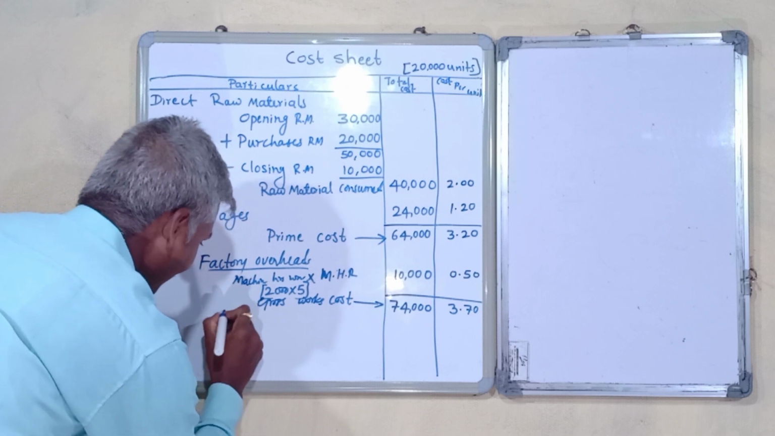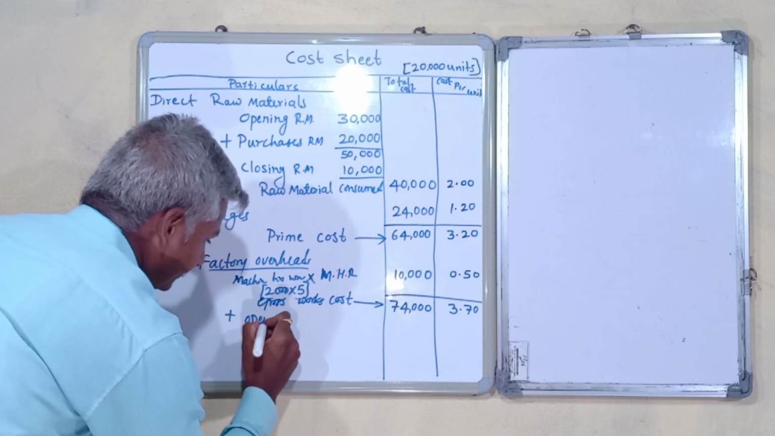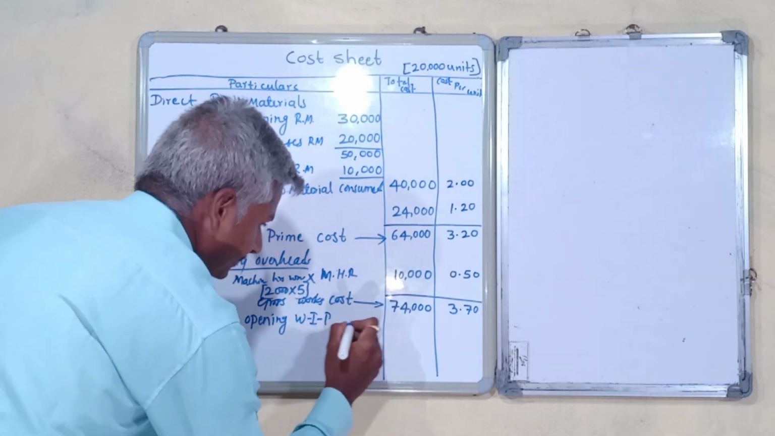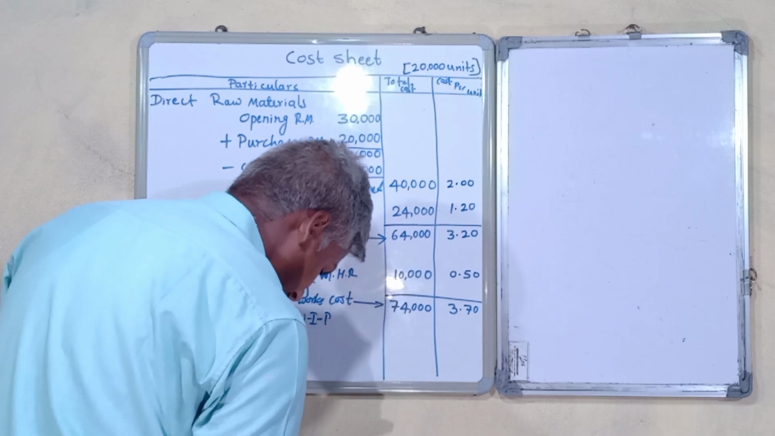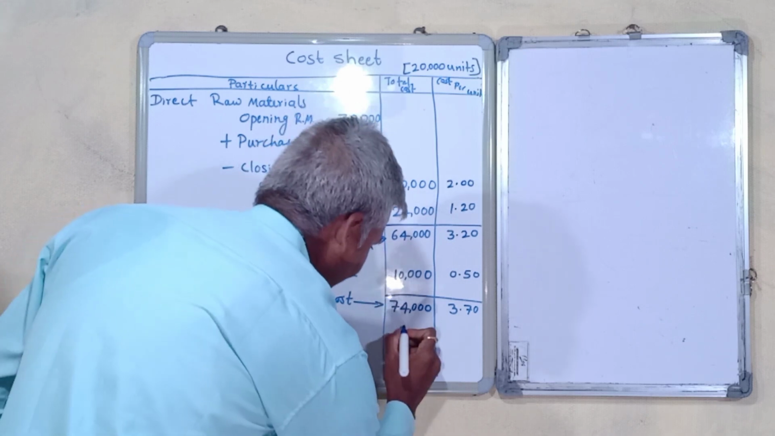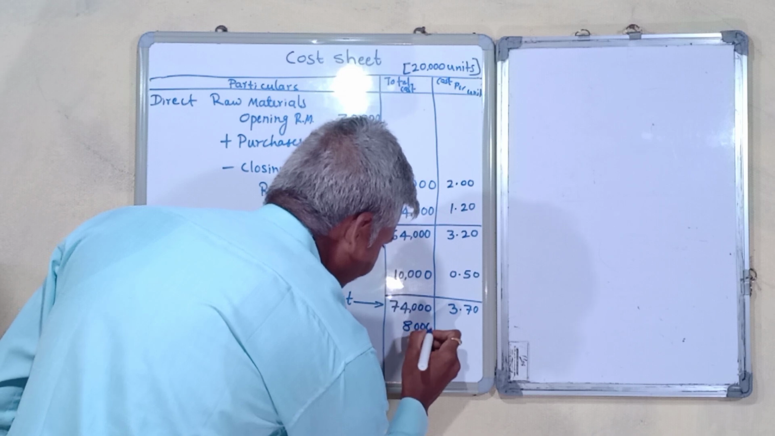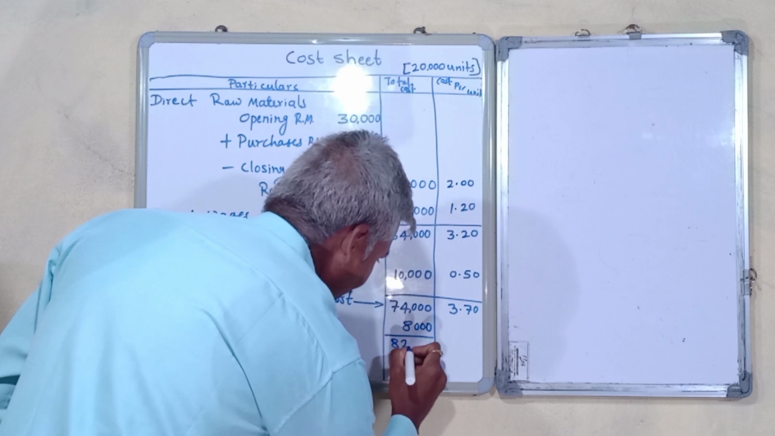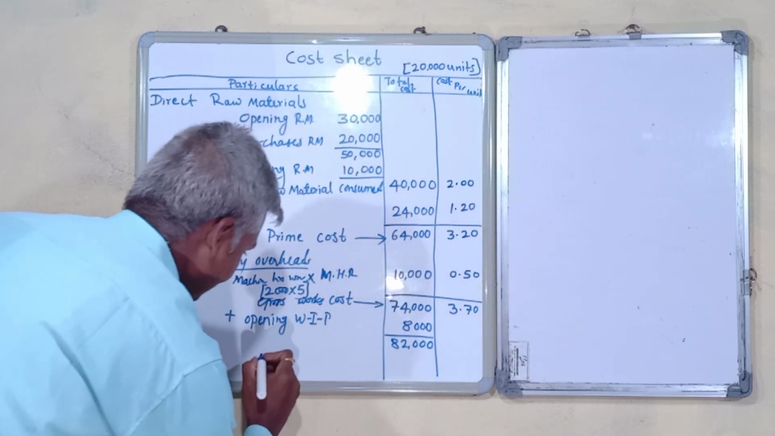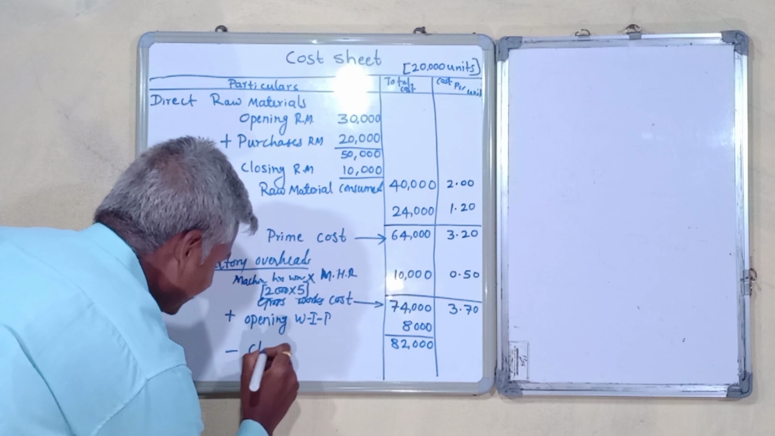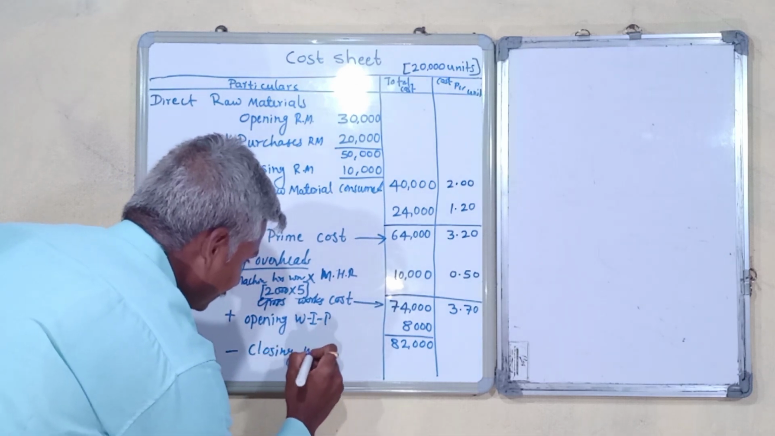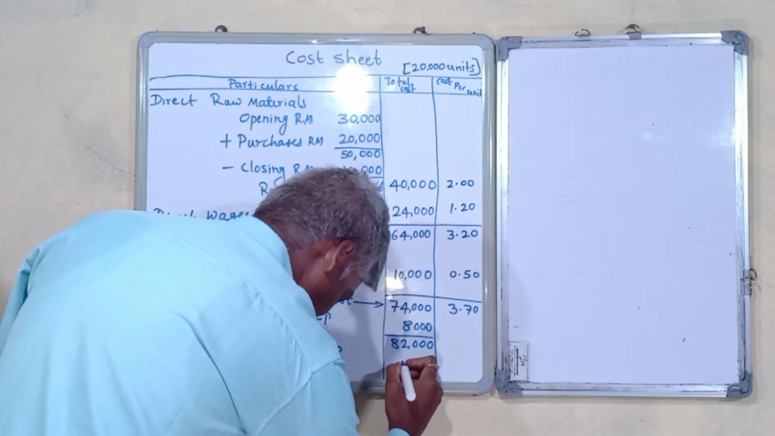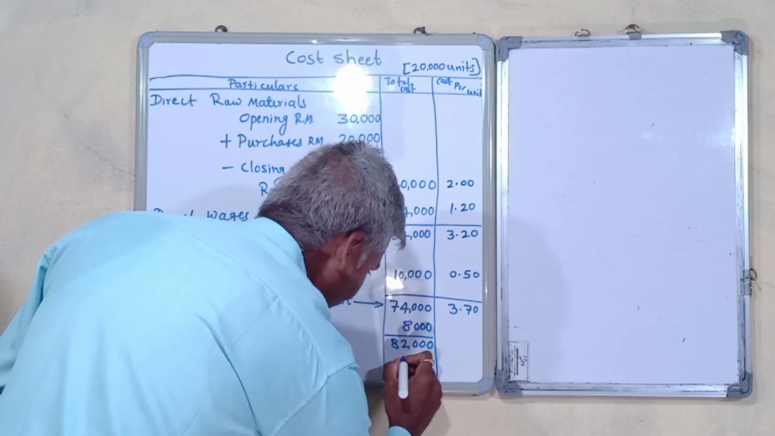Then add opening work in progress amounted to rupees 8,000. This is 82,000. Then deduct closing work in progress, that is closing is 3,000.